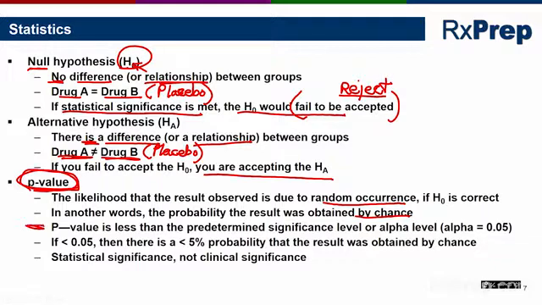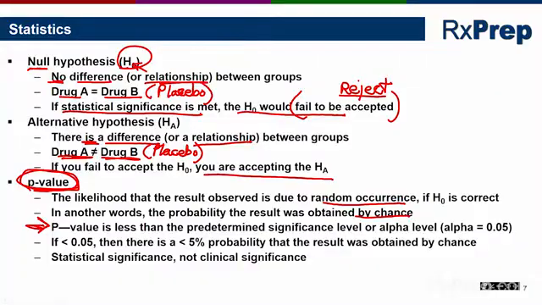Here's an important concept to know. Before or when the trial is designed and before it's executed, before people are enrolled, there is a significance level that's defined. That's also called an alpha level.